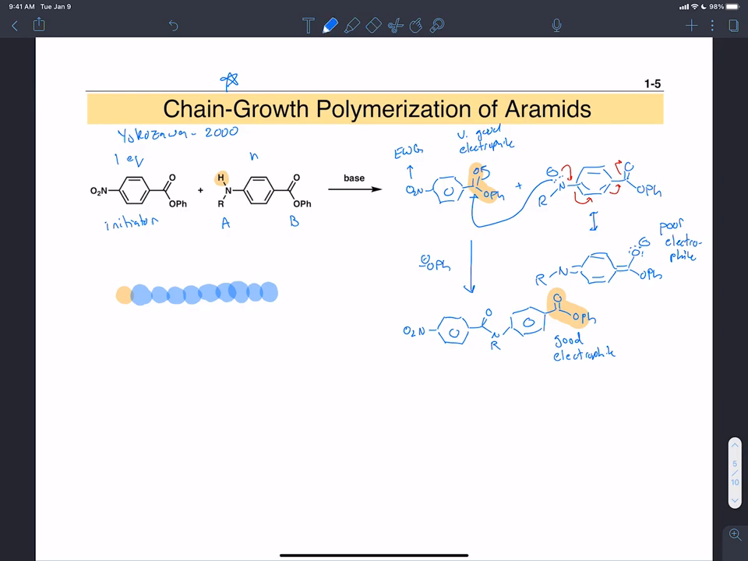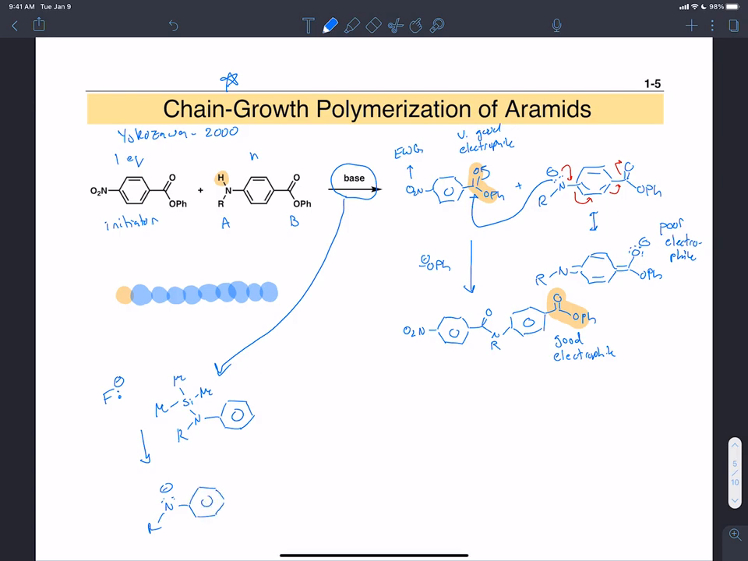I'll note that in the paper, they use some interesting conditions for the base. They actually use a nitrogen that has a silicon group on it, attached to an aromatic ring that does not have an electron withdrawing group on it. So when they have this and they mix it in combination with a fluoride anion, this generates the active base that is just a deprotonated analyte.